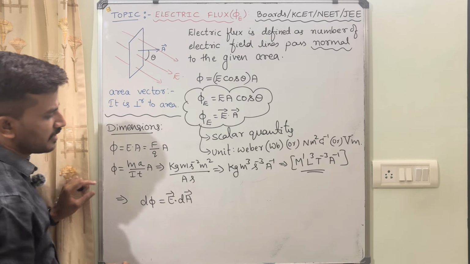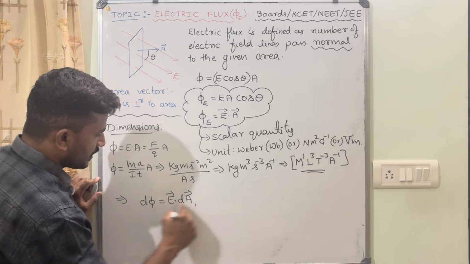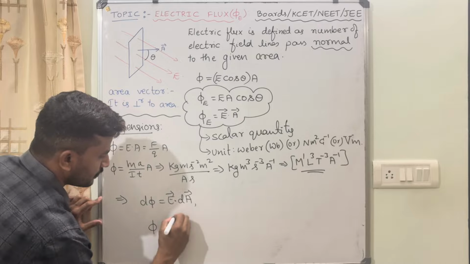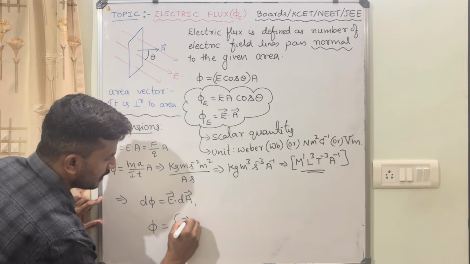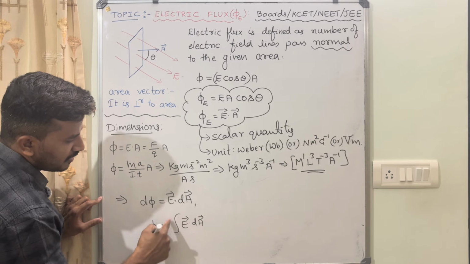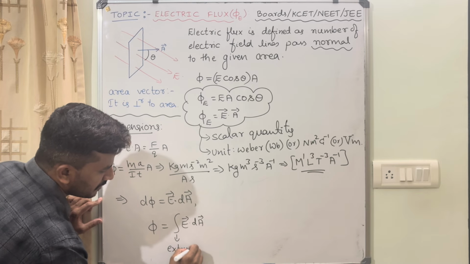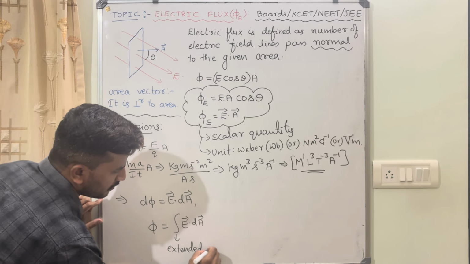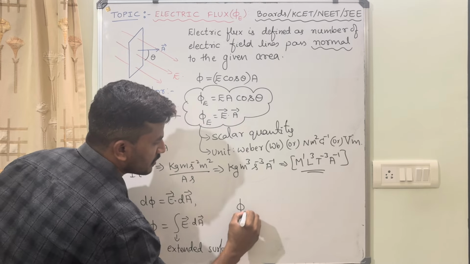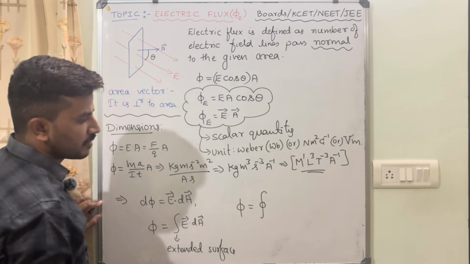I will give an example. And if you want the integral form here, just integrate on both sides, we will get electric flux is equal to the integral of E dot dA, the area integral. This is for the extended surface, extended surface means the surface is not closed. If you have a closed surface, electric flux is given by integration with this symbol, okay.